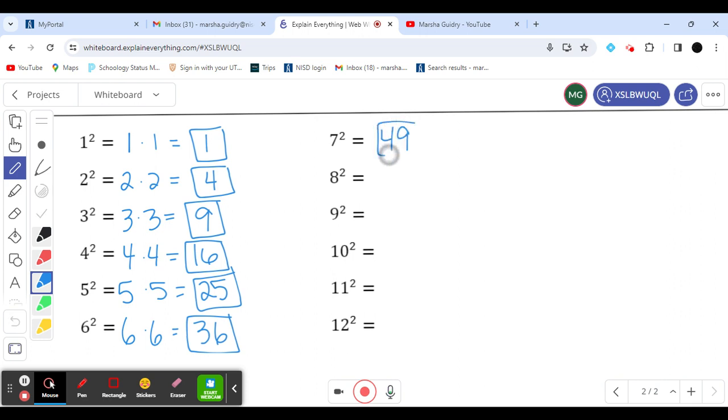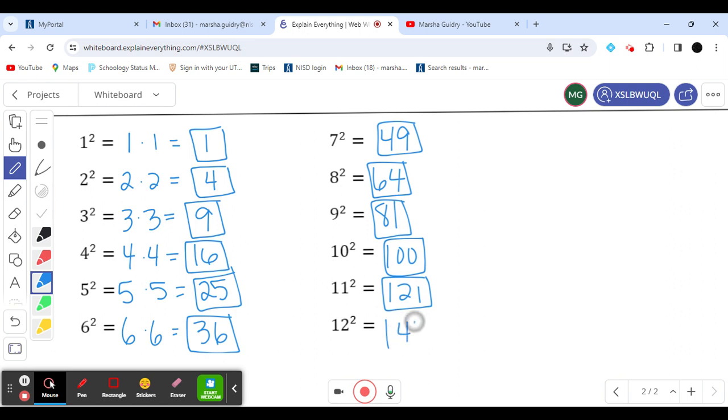49 is a perfect square. 64 is a perfect square. 81 is a perfect square. 100, 121, and 144. Those are all perfect squares. All right, every single one of them. And of course, we could keep on going forever.